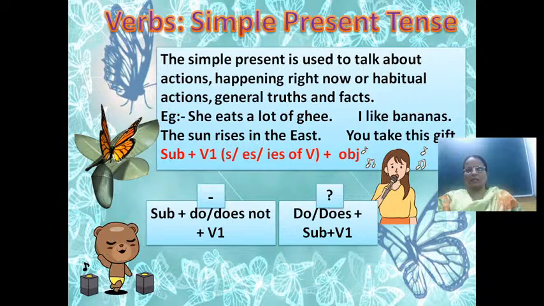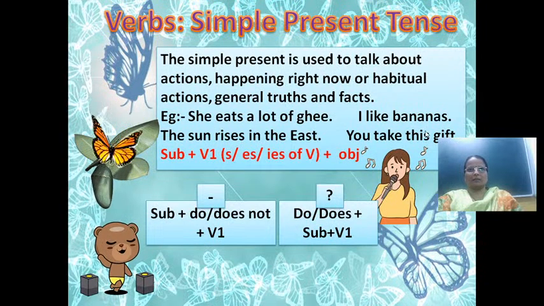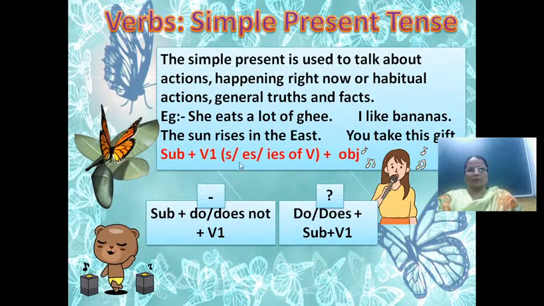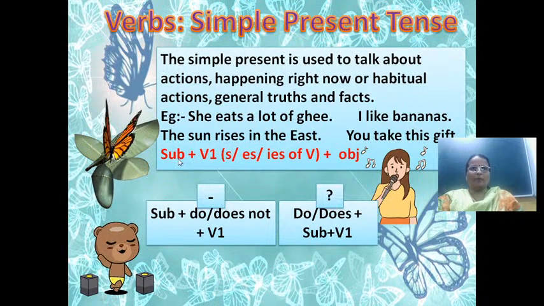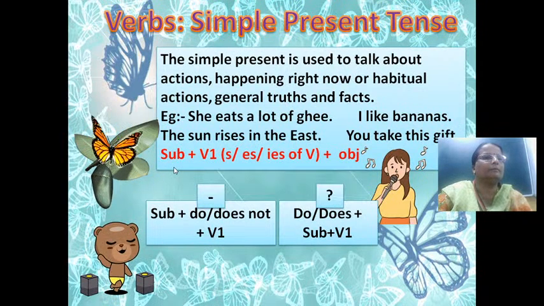You take this gift. Just now I am telling you, take this gift. So that means happenings right now. And the first thing is to talk about habitual actions. Okay. She eats a lot of ghee. I like bananas. These are habits. Okay. So the format in which we can form V1, V2, V3, V4. What is that? Pratyaksh?